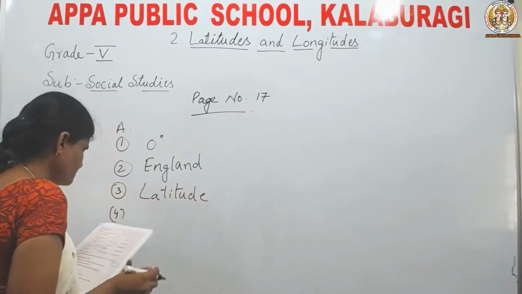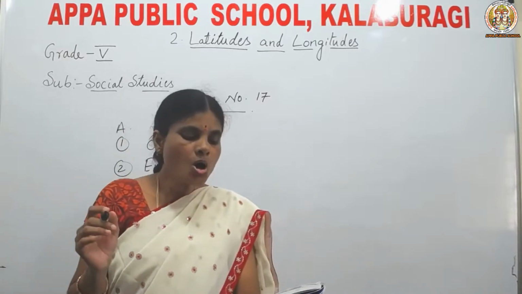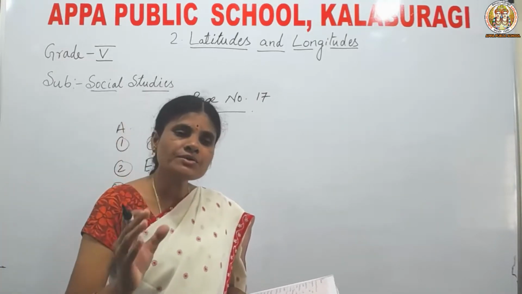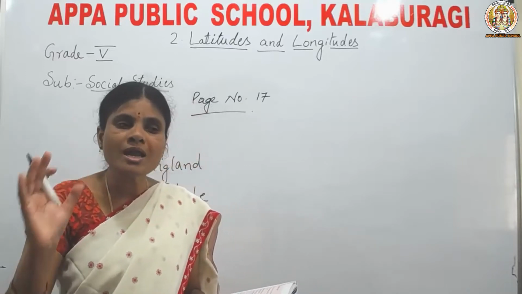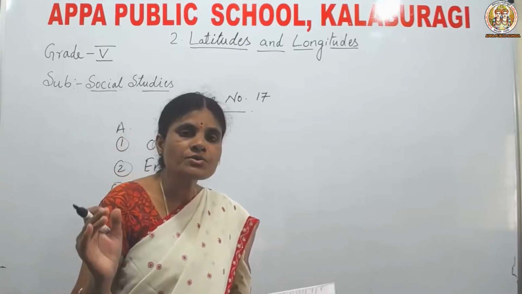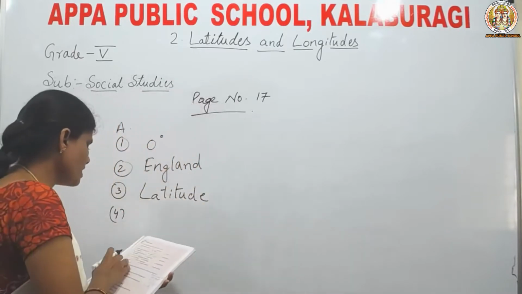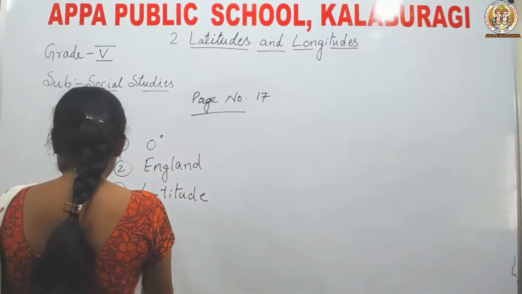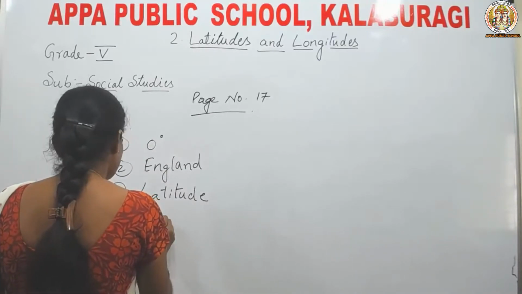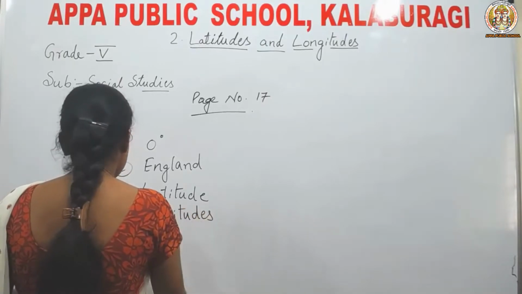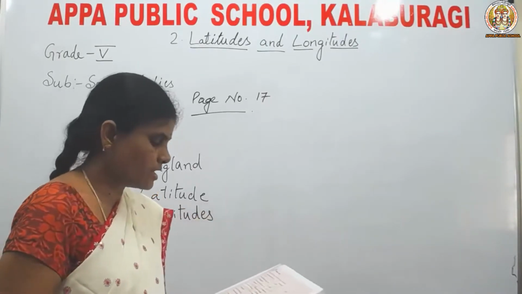Now, fourth one. All dash are equal in length. All latitudes are equal in length or all longitudes are equal in length? All longitudes are equal in length, not latitudes. Your fourth one, longitudes. All longitudes are equal in length.